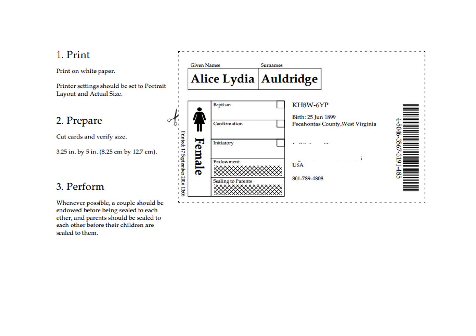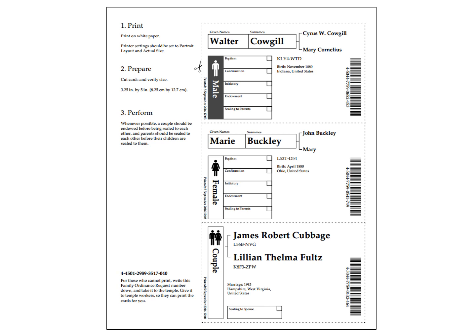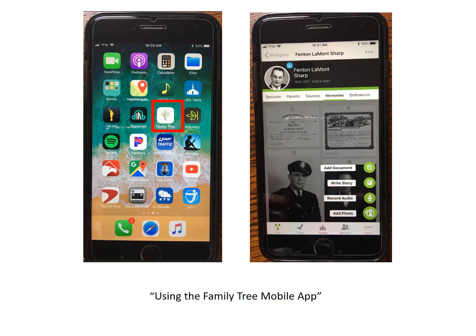After it prints out, cut around the dotted line and take it to the temple. You can only get 3 cards on an 8.5 by 11. This is what the different cards look like. Family Tree can also be downloaded as a free app on your phone. It is very user-friendly and you can do almost everything on your phone that you can on your computer. There is a presentation in this series entitled Using the Family Tree mobile app.